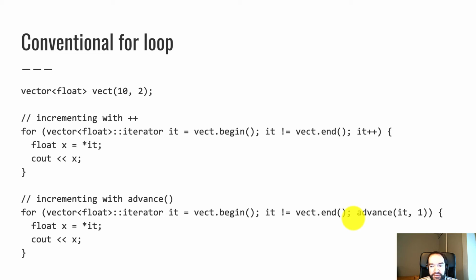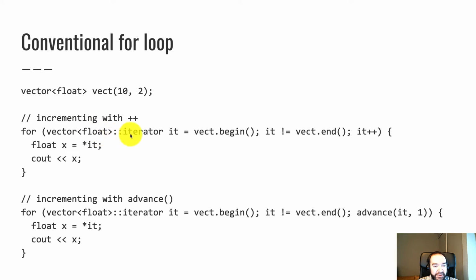Now let's see how to loop through containers using iterators. Here's an example where I just created a vector of floats. This creates 10 copies of the number 2. It's just an example. And I've written this two ways, one with plus plus to advance to the next location and another with the advance function to move to the next location. So here's how it works.